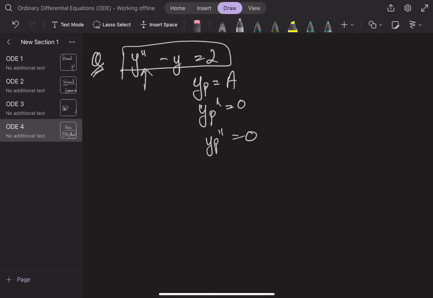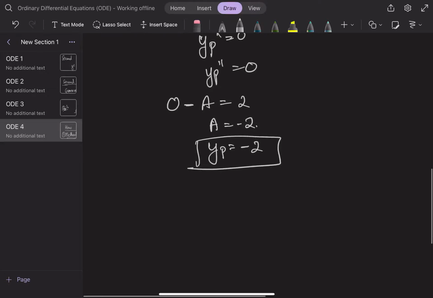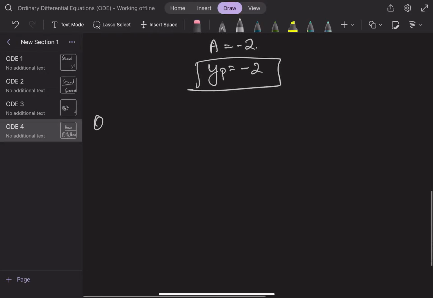So what do we get? We get 0 minus a is equal to 2. So a is equal to minus 2. So your answer is yp is equal to minus 2. Let's take another example.